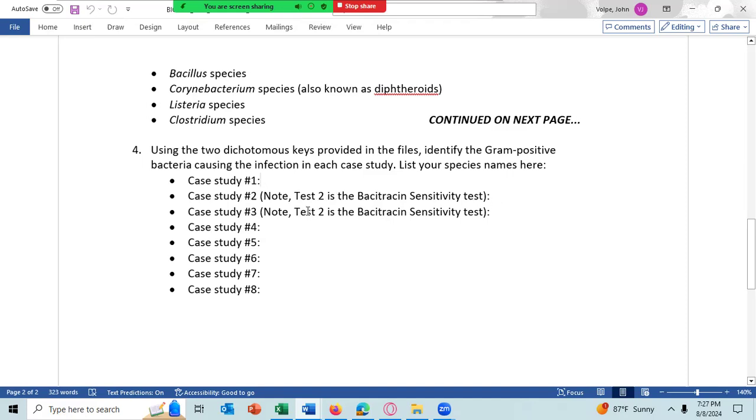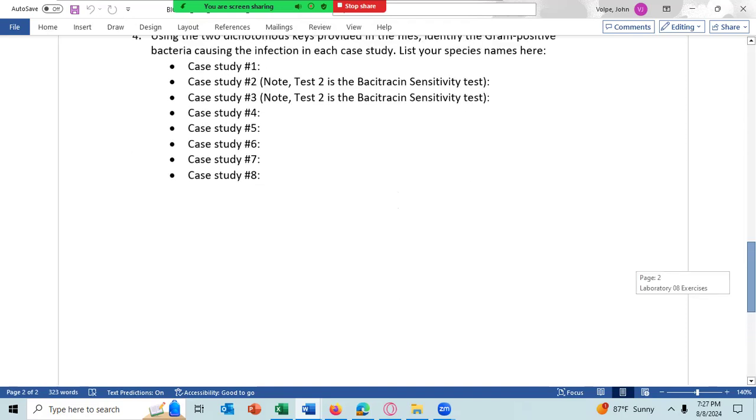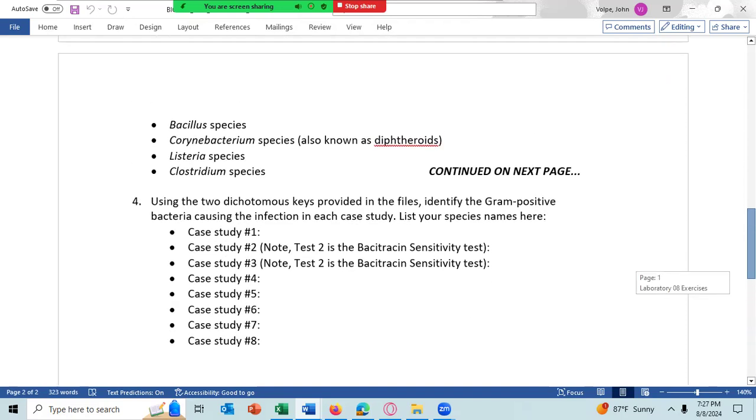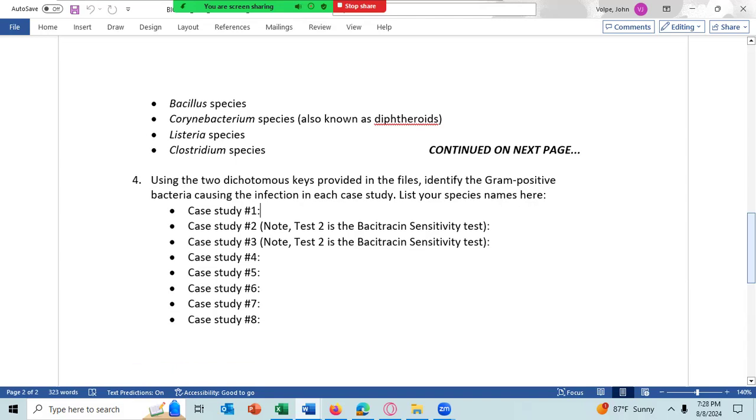And I've got a note in here that test 2 is the bacitracin sensitivity test. And that's true for case study 3 as well. Test 2 is the bacitracin sensitivity test. And then do that for case study 4, case study 5, case study 6, case study 7, case study 8. When you're all done, submit the worksheet. Do not submit the lab module. For one reason, the questions have been changed, and you will not get credit if you submit the wrong questions.